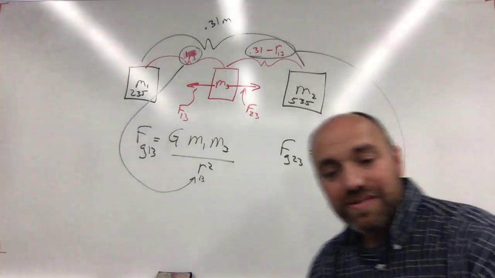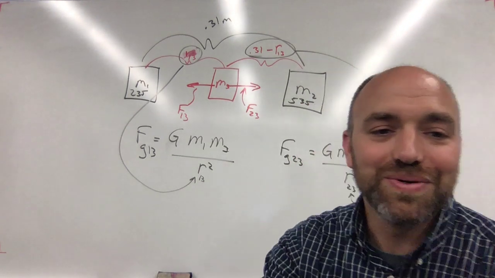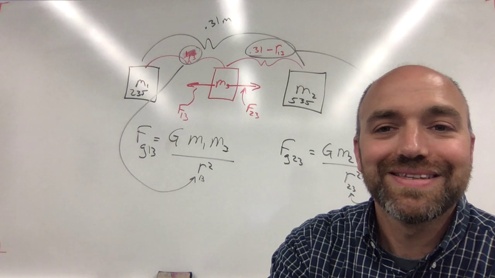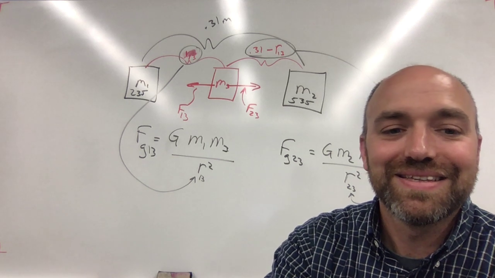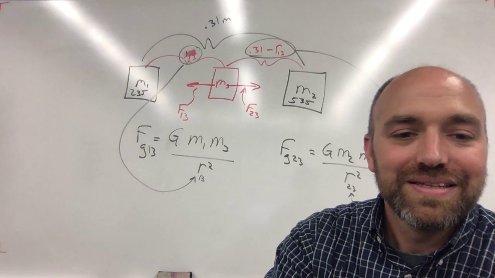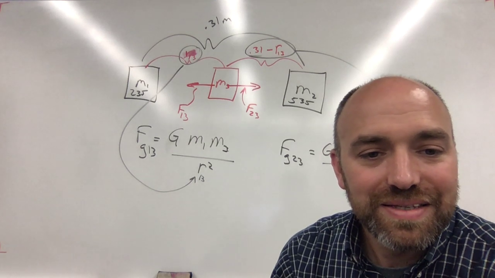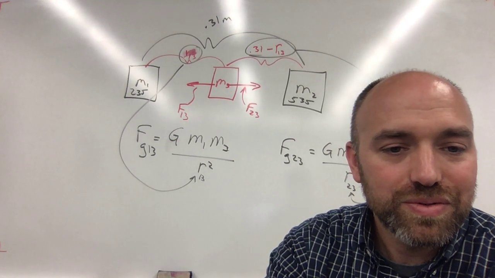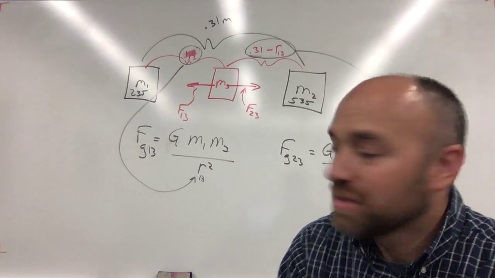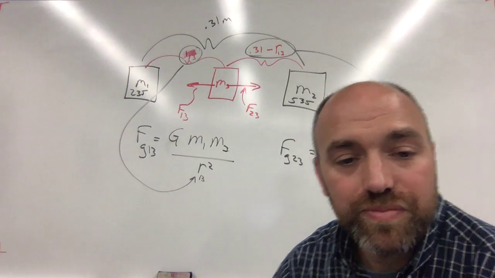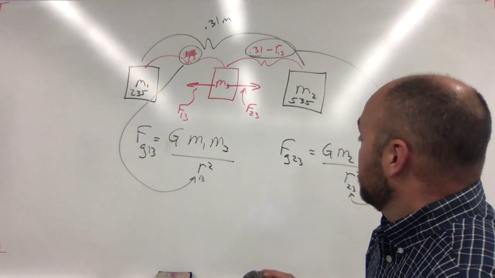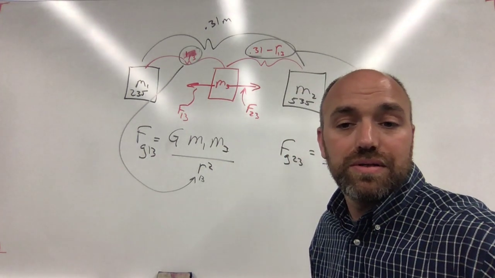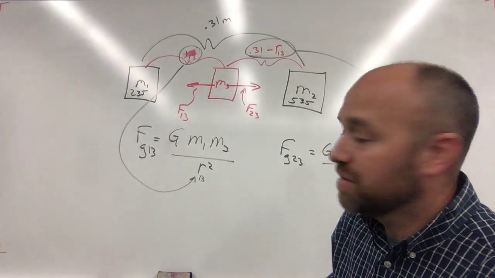I got a wrong. Uh-oh. Red X's. Blast those things. Yeah, let's see. Yeah, you're off quite a bit. Okay, so on part A. What's that now? It was just the FG13. It was the first equation.